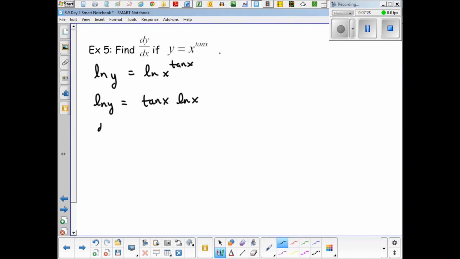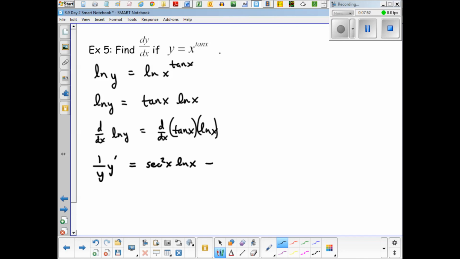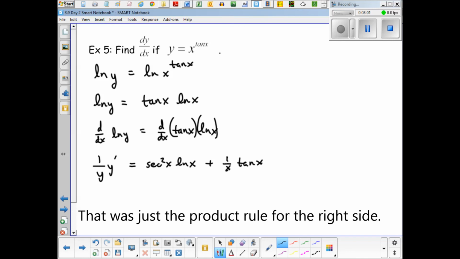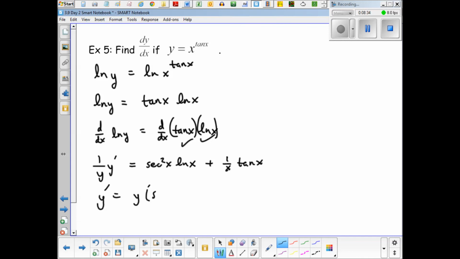Okay, let's find the derivative of both sides. So d dx ln y equals d dx tan x ln x, and this is a product rule. Okay, this side is 1 over y times y prime, and this side is secant squared x ln x plus 1 over x tan x. Okay, so let's multiply both sides by y, and we get our answer.